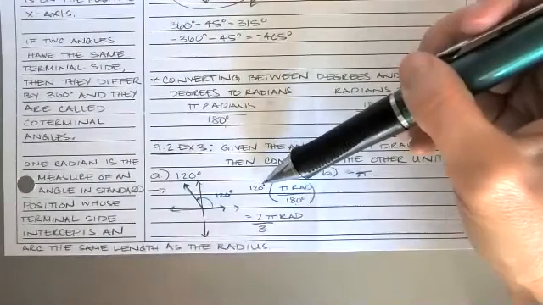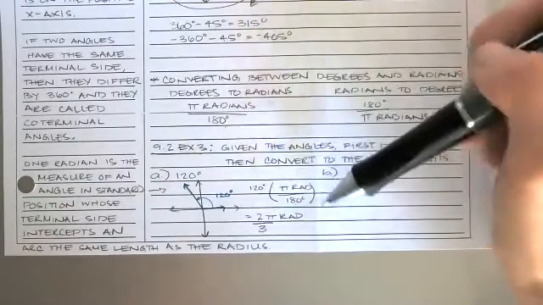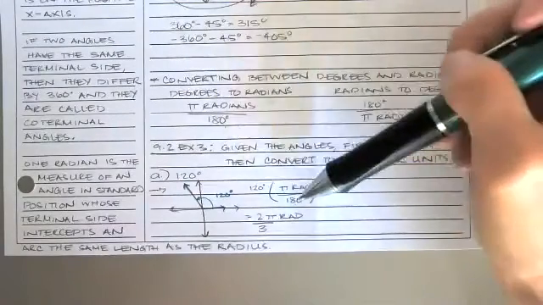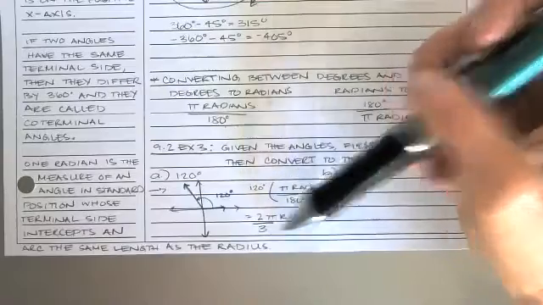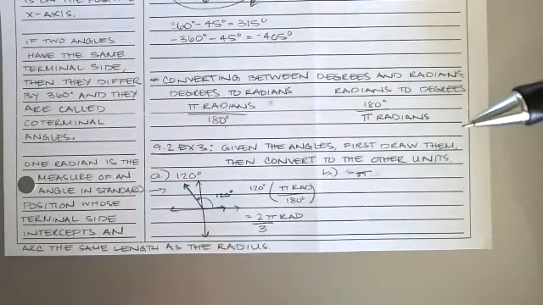So 120 is like 2 60s and 180 is 3 60s. Does that make sense? So 120 divided by 180 is the same as 2 over 3 when I simplify the factor of 60 out. So I get 2 pi over 3 radians. Does that make sense? Yes. Okay, great.